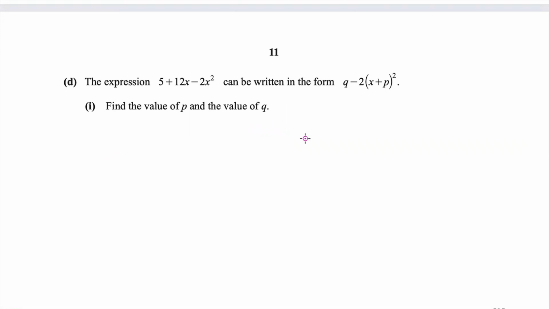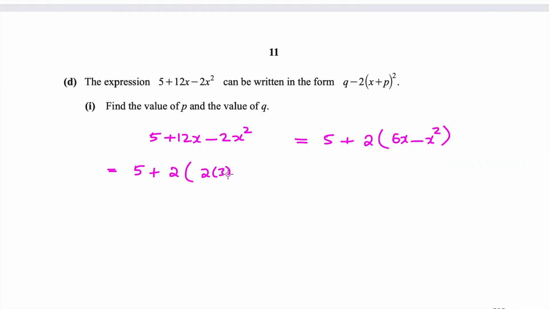Okay, so 5 plus 12x minus 2x square. I can write it as 5 plus, I'll take 2 common, 6x minus x square. So this can be written as 5 plus 2 into 2 into 3 into x minus x square.